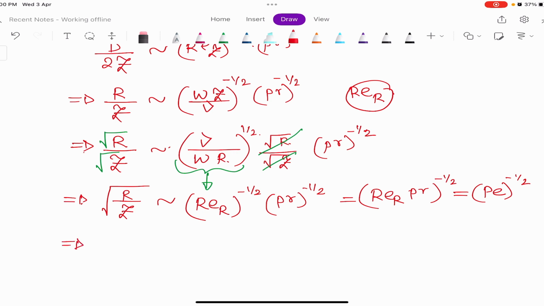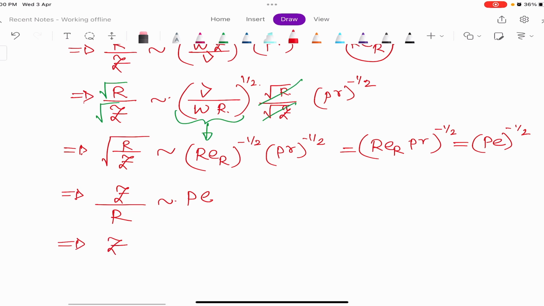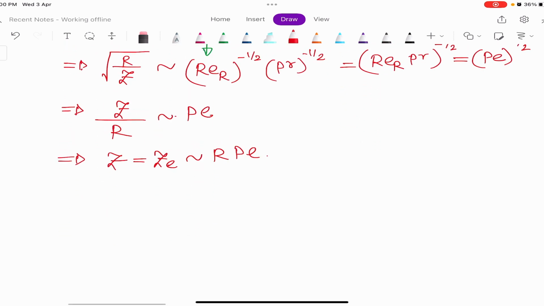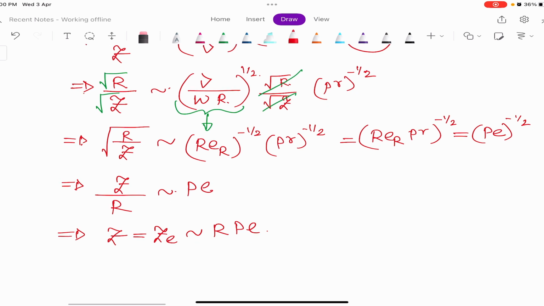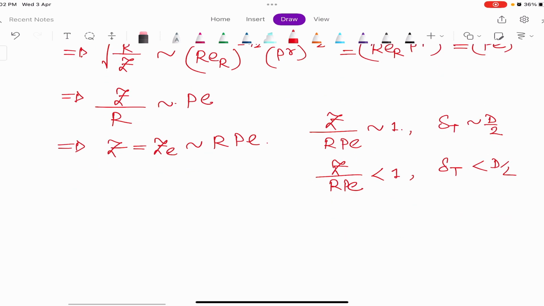So that means my Z by R is of the order of the Peclet number. Okay, and that means the order of magnitude of the Z, and that is nothing but the ZE, the thermal entrance length, is RE into of the order of PE. Okay, so I got the order of magnitude of the thermal entrance length. Now you see that if Z by RE, R into PE is of the order of 1, then I can say my delta T is of the order of d by 2. If my Z by RE, R into PE is less than 1, then my delta T is less than d by 2. Okay, so that means the governing parameter within the entrance length is this.